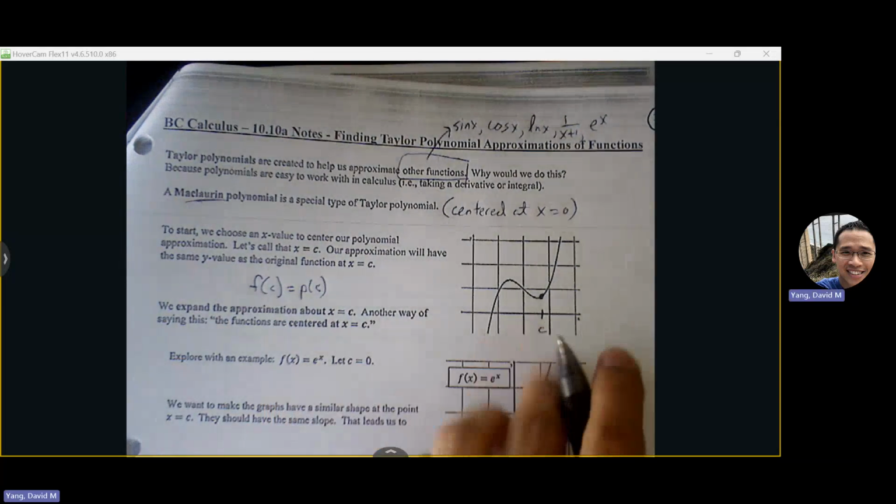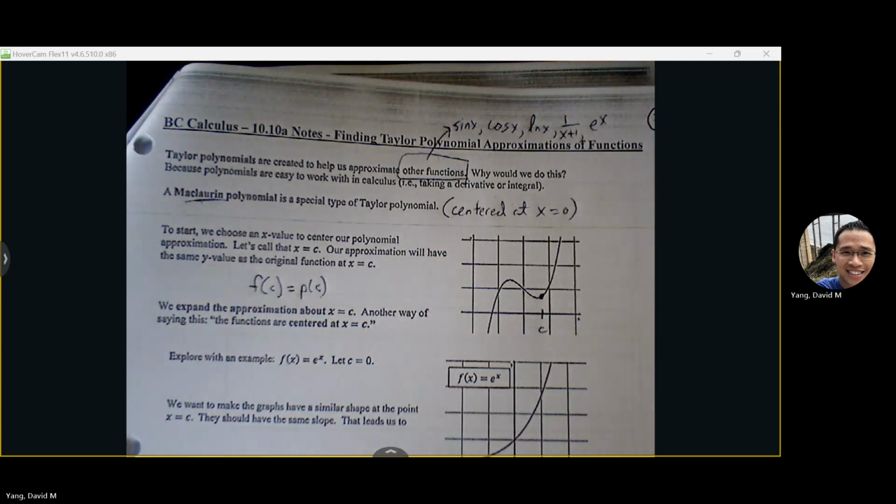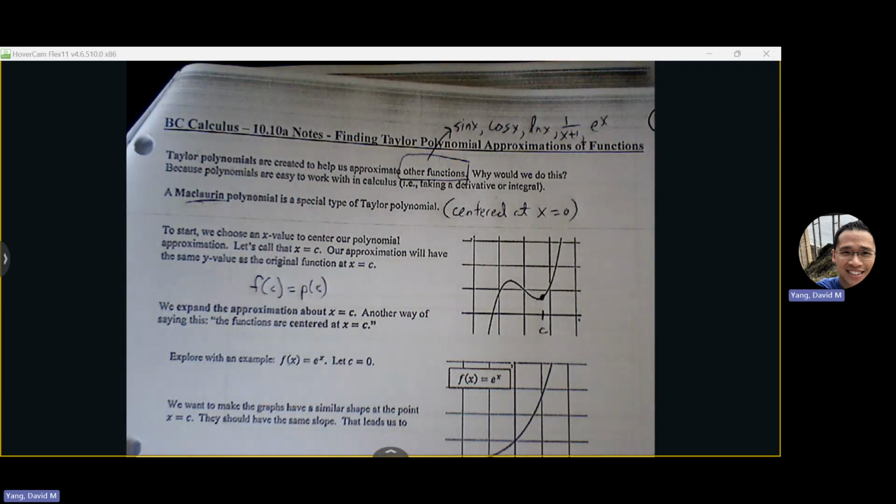The first step in copying a graph is finding that ordered pair that is shared. So we're going to at least have the ordered pair the same, and then we can start mimicking the other properties of the function: the slope at that point, the concavity at that point, and then the third, fourth, fifth derivative, and so forth. We expand the approximation about x equals c. Another way of saying this is that the function is centered at x equals c.